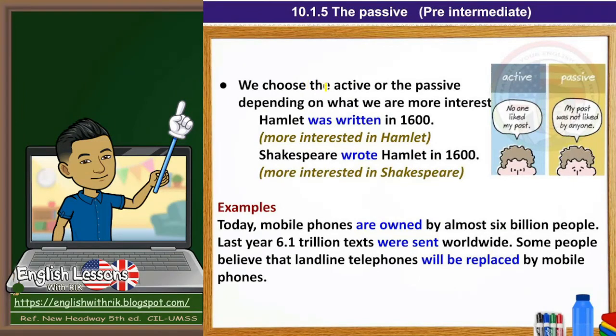We choose the active or the passive depending on what we are more interested in. Hamlet was written in 1600. Shakespeare wrote Hamlet in 1600. Here are some more examples. Today, mobile phones are owned by almost 6 billion people. Last year, 6.1 trillion texts were sent worldwide. Some people believe that landline telephones will be replaced by mobile phones.